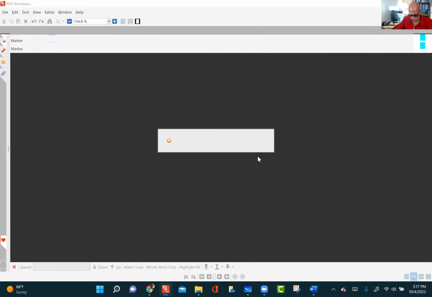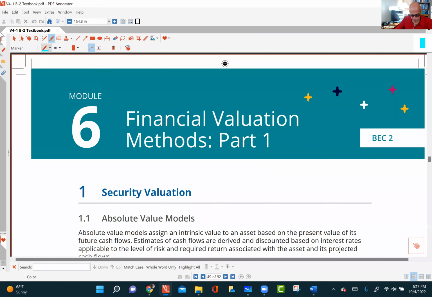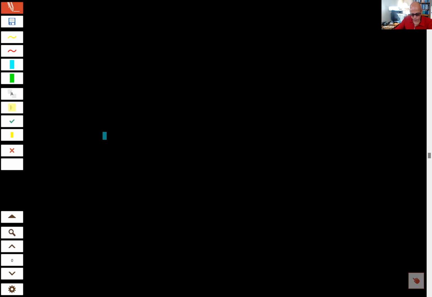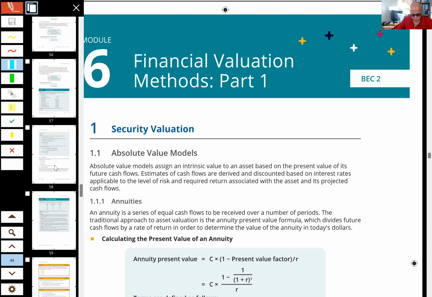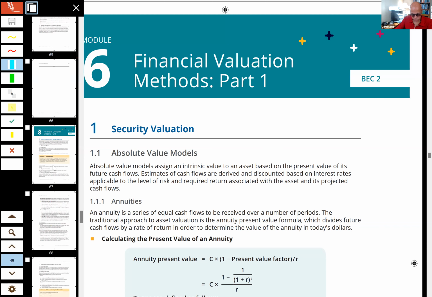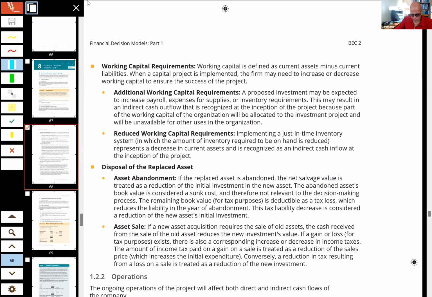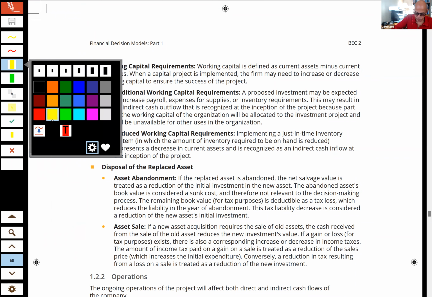I'm going to tell it to discard. Okay, and let me go back to full screen. And let me jump down to where we were. Okay, and we were talking about asset abandonment.